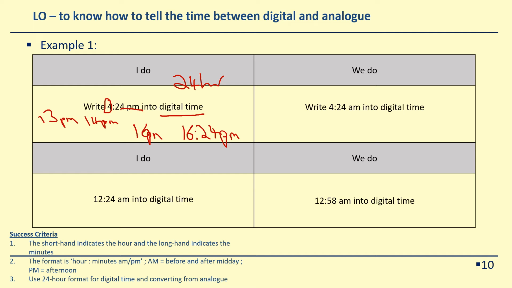Let's look at the other I do underneath. We need to be really observant of what it's asking for. Is it PM or is it AM? This time it's saying 12:24 AM into digital time. I don't need to change this because it's AM. If we got to 1 o'clock, it'd be 0, 1, 0, 0. 1 o'clock would have the 0 before it with the 1 to indicate that it's 1 hour in the morning. So we can keep 12:24 the same because that's the AM and that's how it's written.